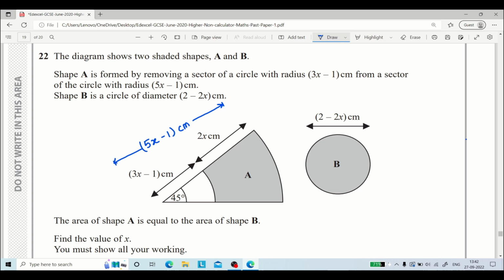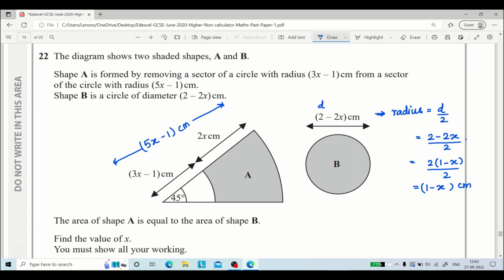Shape B is the circle of diameter 2 minus 2x centimeter. The diameter has been given to you. So what will be the radius? Radius will be diameter upon 2. That gives us 2 minus 2x over 2, which is, I'll take 2 common, 1 minus x over 2. That is equal to 1 minus x. I hope we are clear with this step.